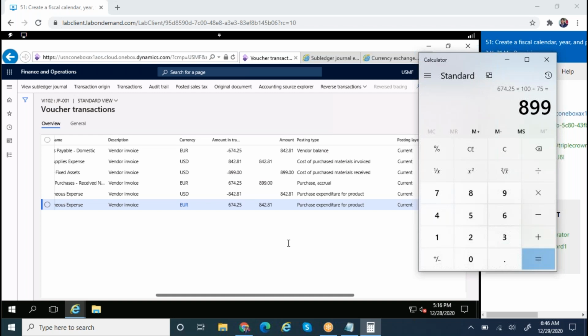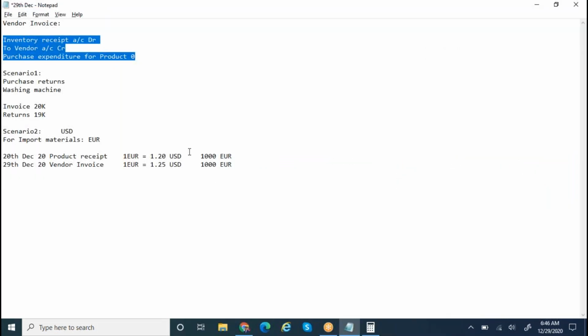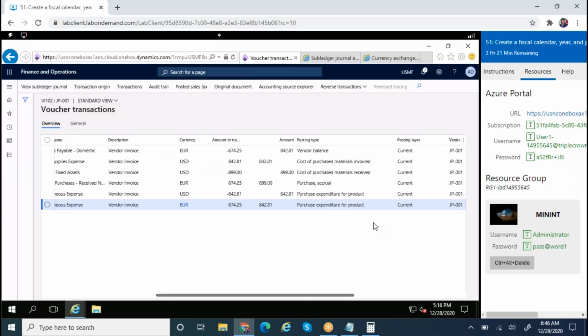Okay. So this is about this account, purchase expenditure for product. He is posting as and when it is required. Okay. I hope it is clear for all of you. Please respond yes or no at least. Yes, it is. Yeah, fine. Okay, so this is about the purchase expenditure for product account.